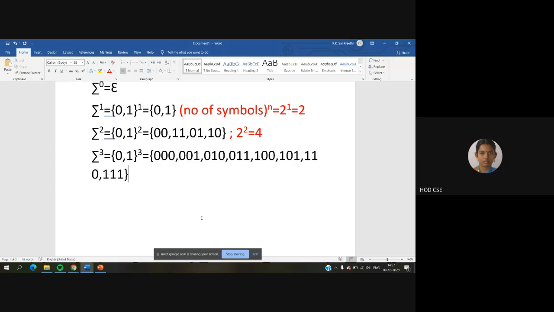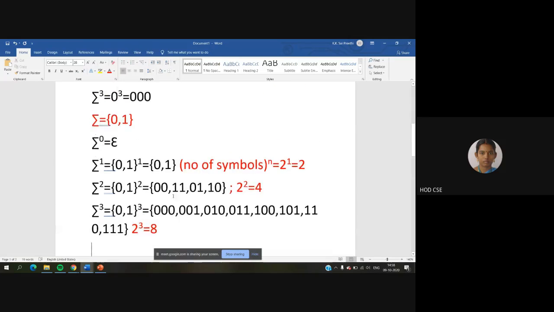Is it clear? These are length 3 strings of the zeros and ones combination. Here totally 2 power 3 equal to 8 strings are produced. Why 8 strings? 2 power 3 means 2 input symbols and length 3, so 2 power 3 equals 8. Is it clear? Yes, ma'am. Okay.